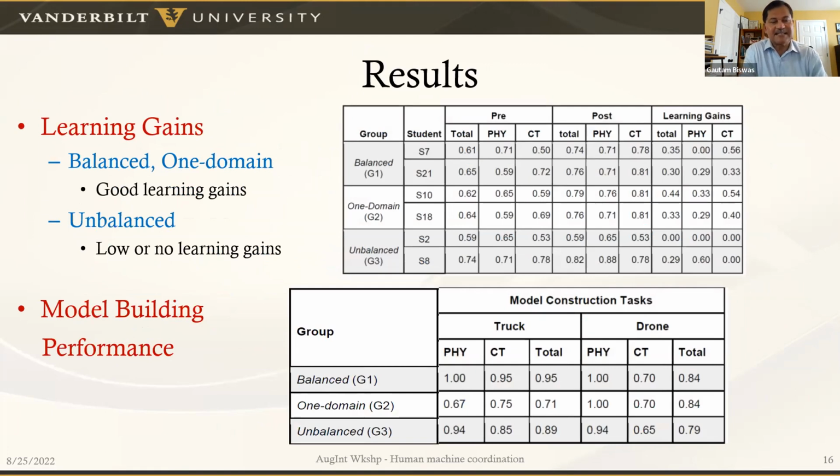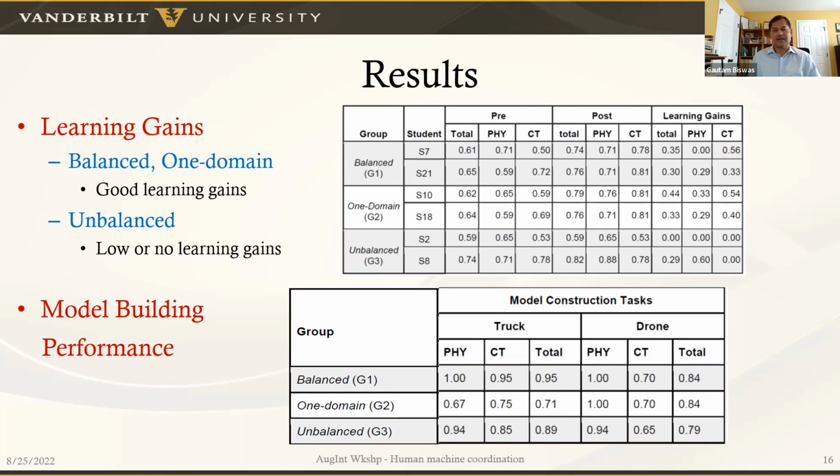Quickly going through the results, it turned out that in terms of learning gains, both students in the balanced and the one domain group had good learning gains, whereas in the unbalanced group, the low student, though he or she was paying a lot of attention to the high knowledge student, did not seem to learn much at all. The high knowledge student basically dominated the conversations and the knowledge and the model building activities, and even the high student did not have as much learning gains.